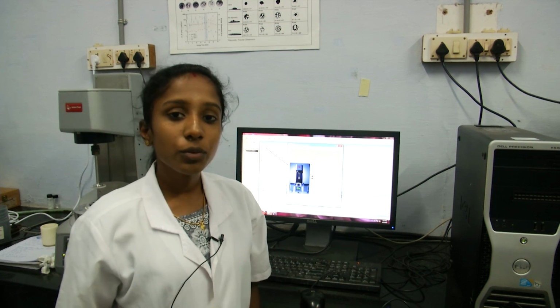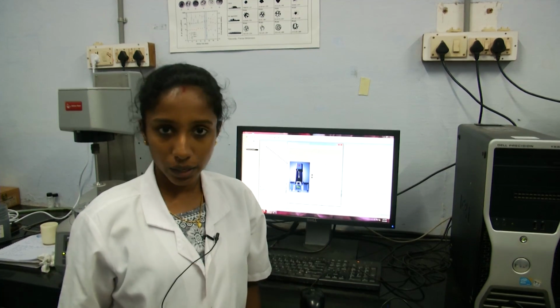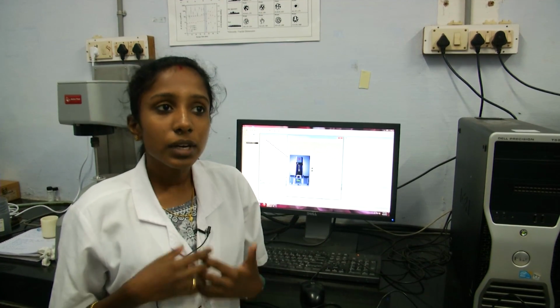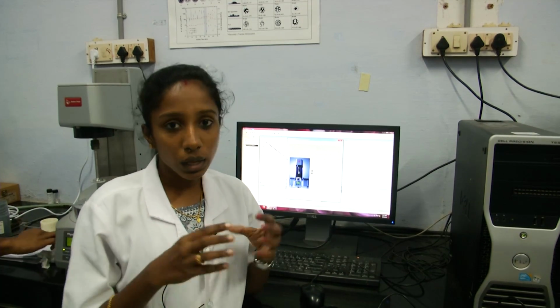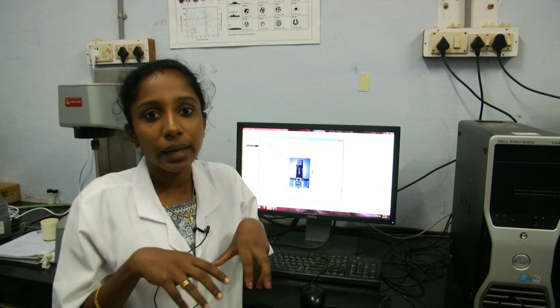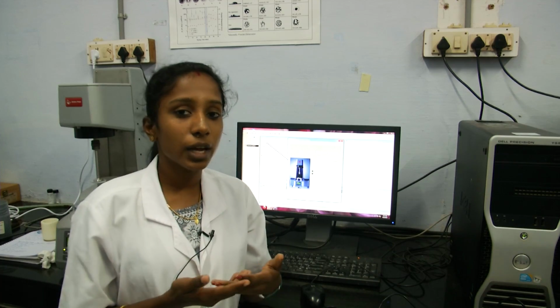So this is one kind of test that we can do in rheomicroscopy. There are several other sets of experiments we can do where we can focus on the whole area of the geometry and capture some kind of patterns which they are forming.